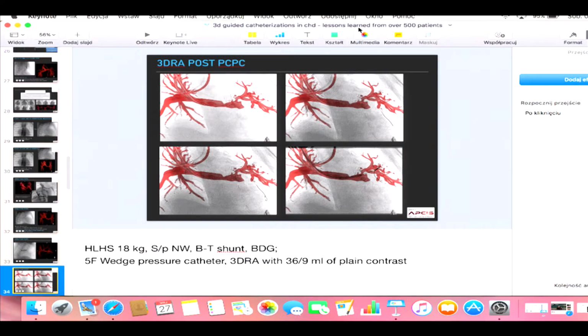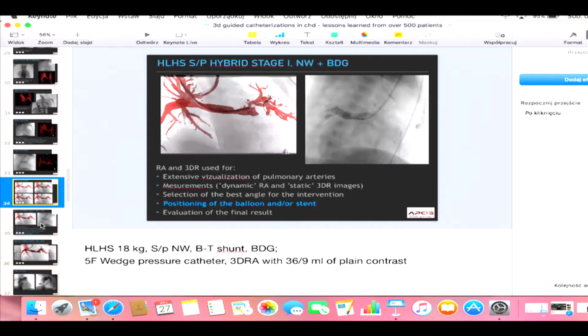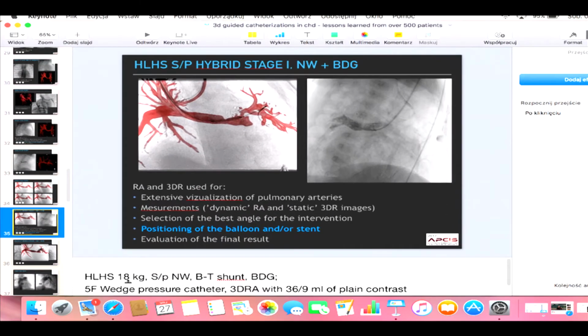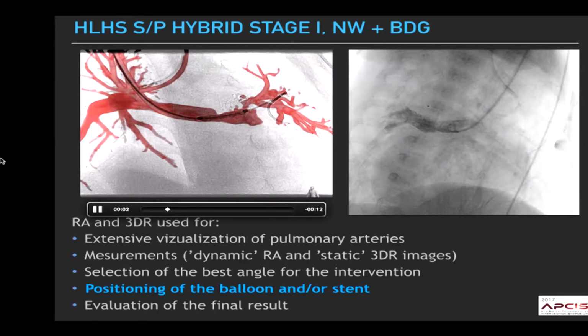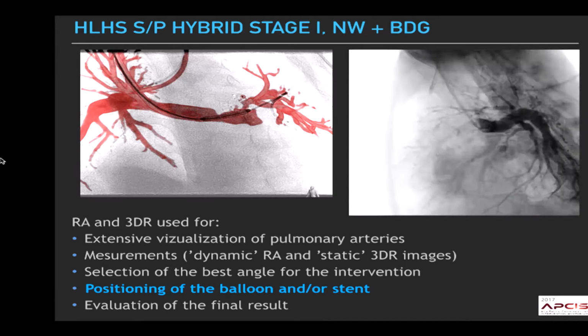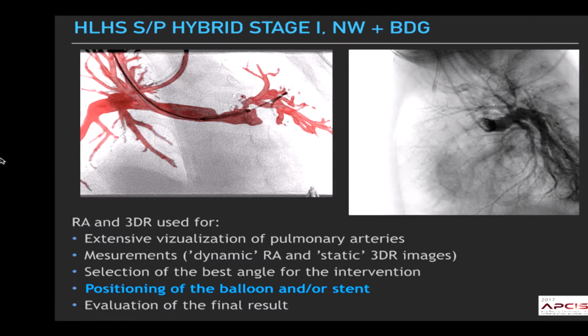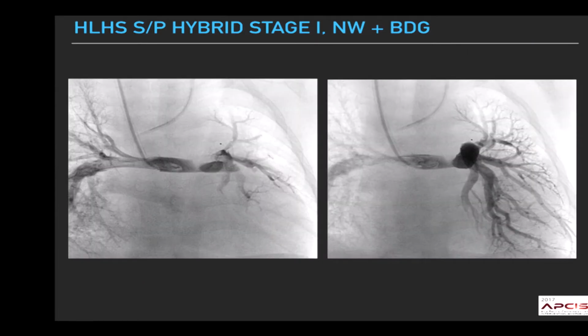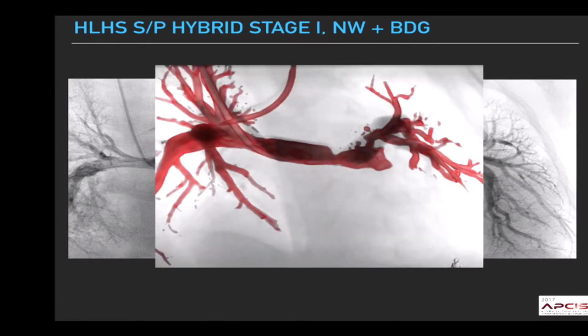Yep. Next slide. And next. Okay, so here we go with a stent, and here we have the 3D RA after the intervention. Thank you. Okay, and here you can see the outcome. So we have more contrast flowing now to the left lung. Hopefully that will sustain for a longer time, and you can see the image before and after.